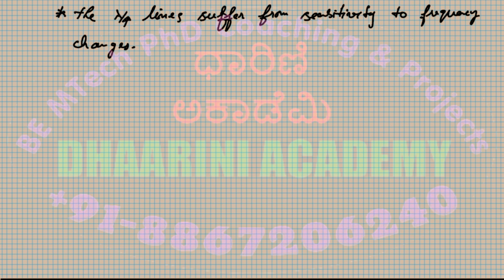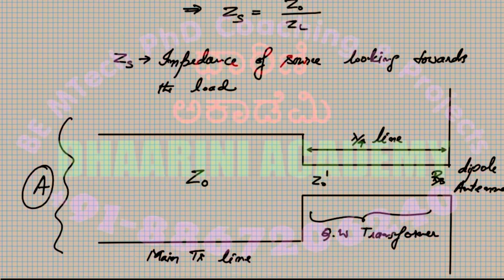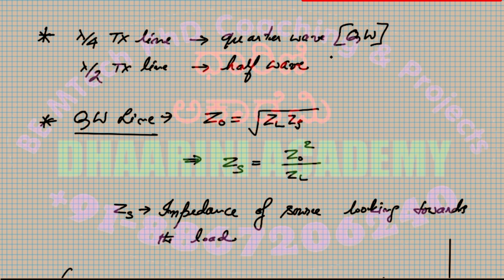Okay, let's move further. The other one is the lambda by 2, and we are going to call it a half wave. So I'll just call this HW, half wave.